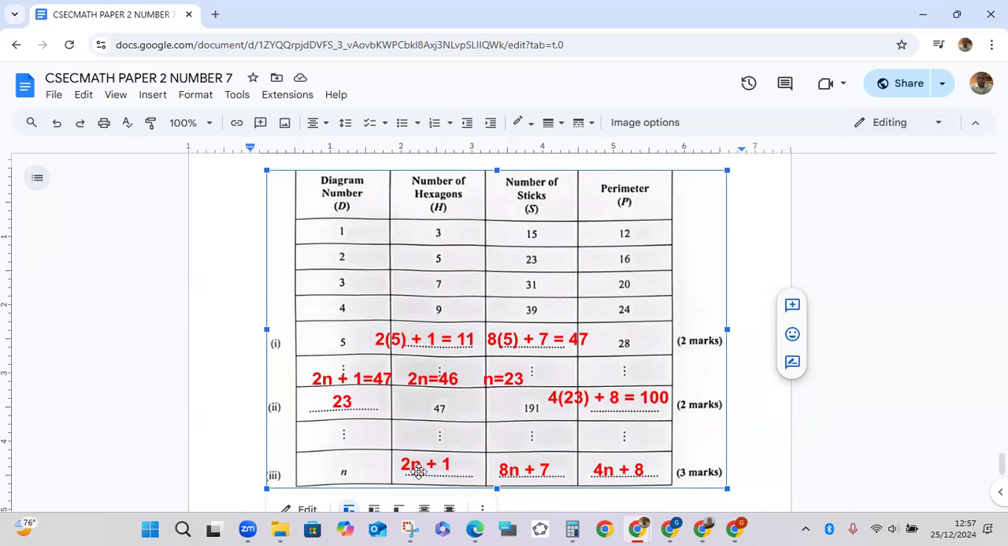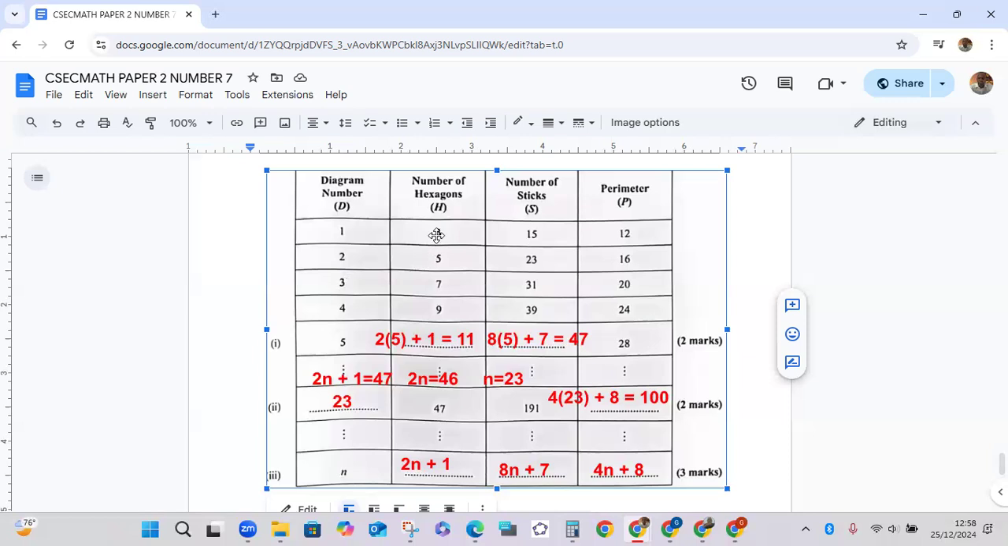To obtain this formula, first, find out whether or not there is a pattern, a sequence between successive terms. Here, the diagram number already has a pattern. 1, 2, 3, 4. The difference between each number is always 1.